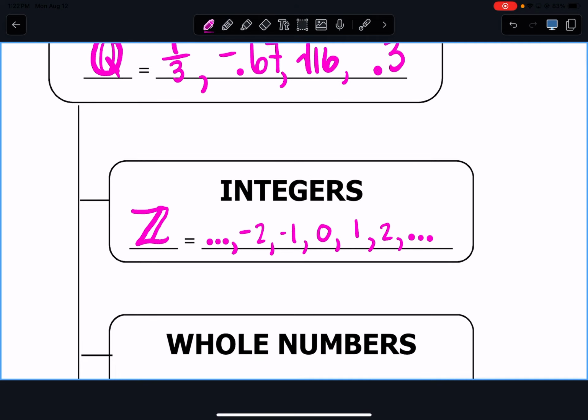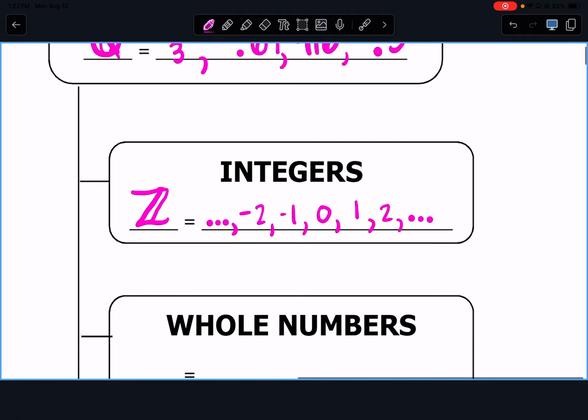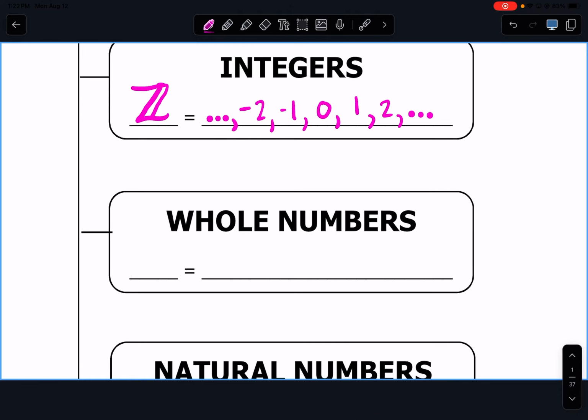Now, from the integers, that breaks down even more. And we're going to talk about whole numbers. Whole numbers are 0 up. So 0, 1, 2, 3, and so on.